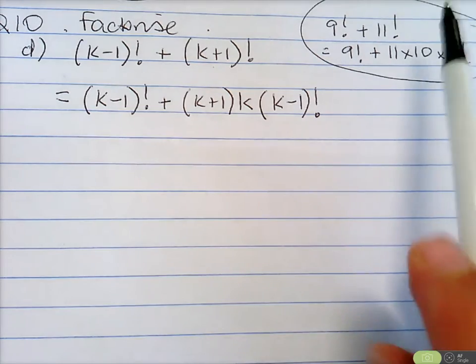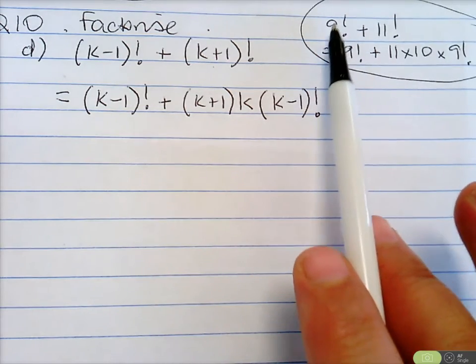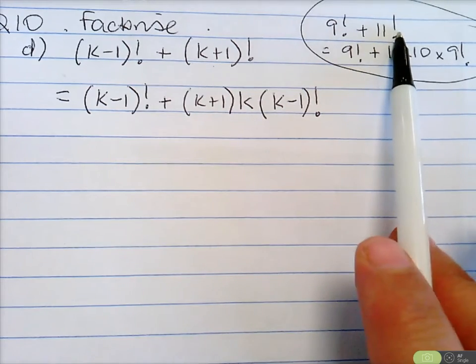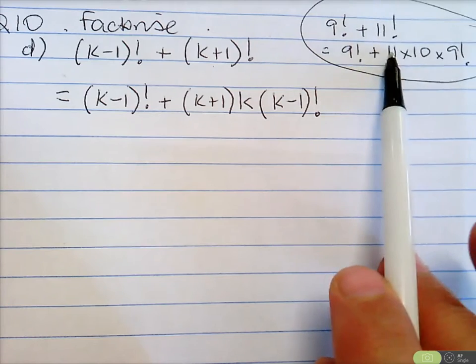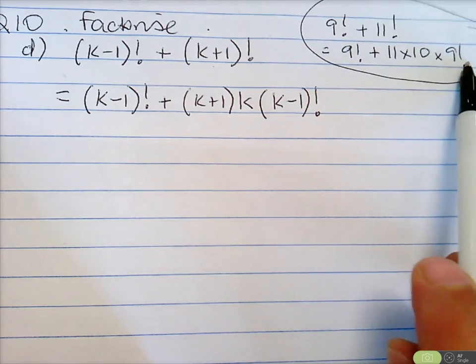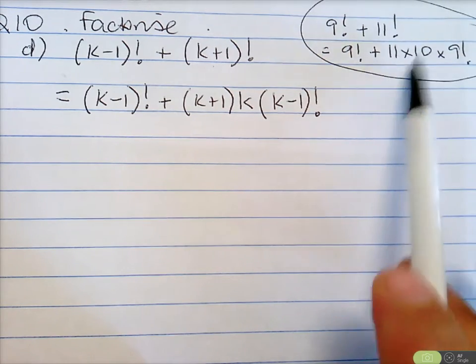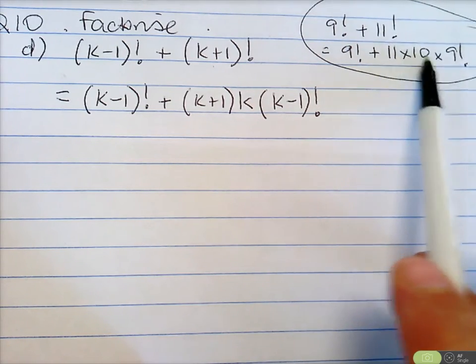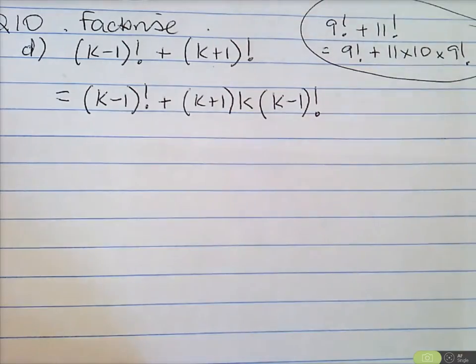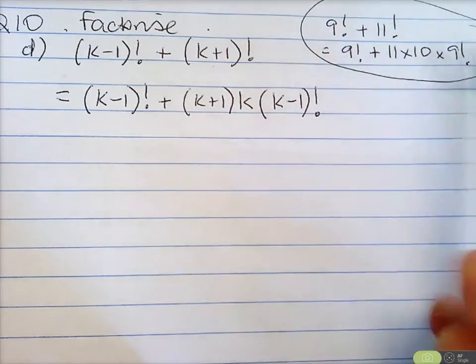I'm doing it with numbers first. If I say to you add 9 factorial and 11 factorial, you would go like this. 9 factorial plus 11 times 10 times 9 factorial. What's that? That's the same as 9 factorial plus 110 lots of 9 factorial. See, I've got a common factor now. I can factorize that if I want.